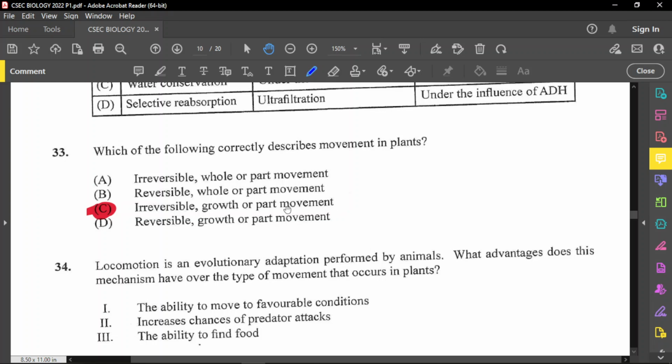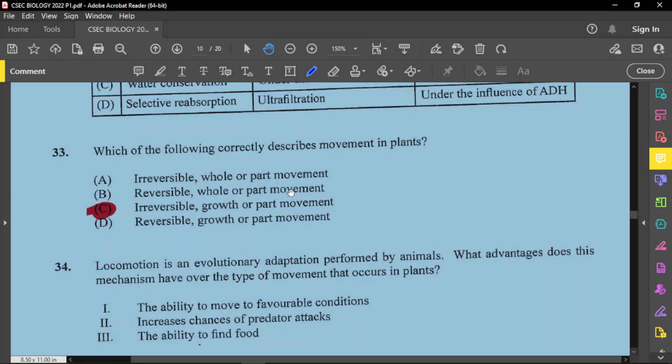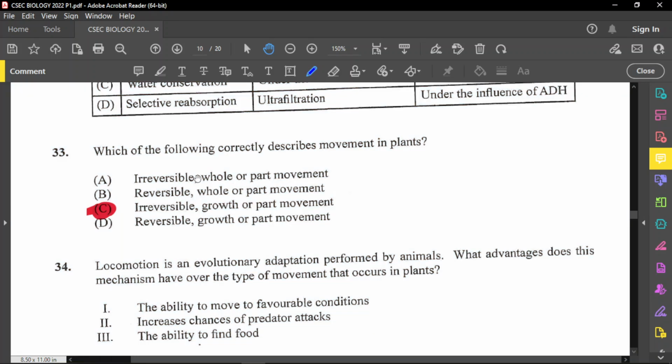And again, C is the correct answer, as you notice, irreversible by growth. One is saying that it is irreversible, but by whole or part movement, no. Generally by growth. Plants move by growth.